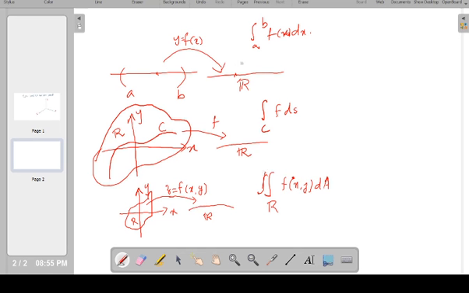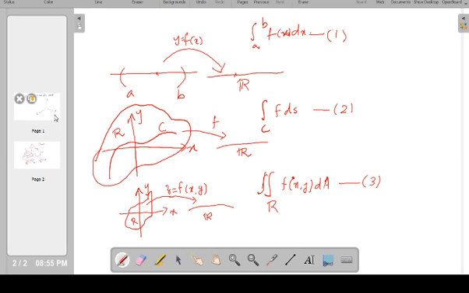So one is the usual integral, the integral from a to b, two is the line integral, and three is the double integral. Similarly, you have the triple integral. Now the concern is, what if my function is defined over a surface?